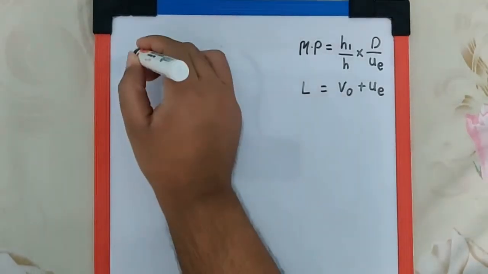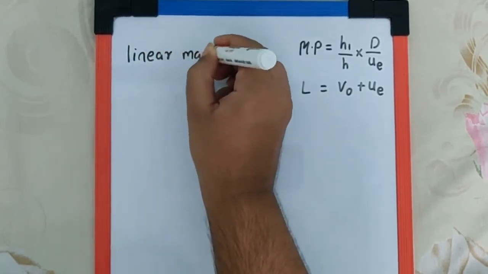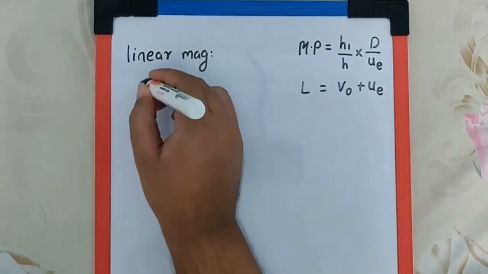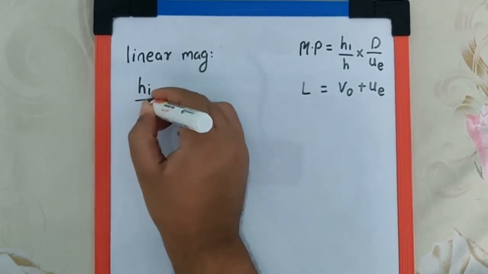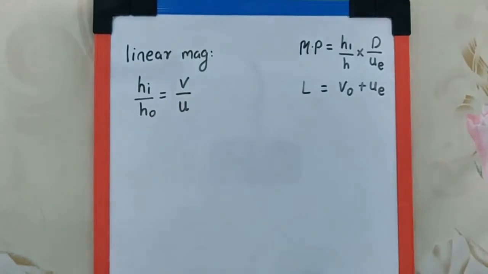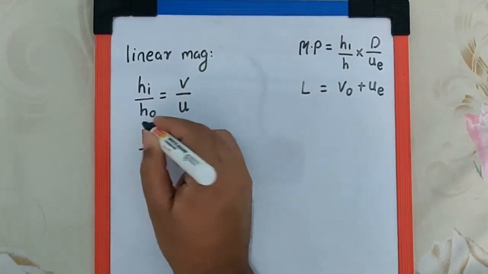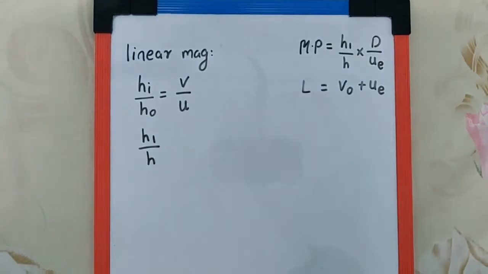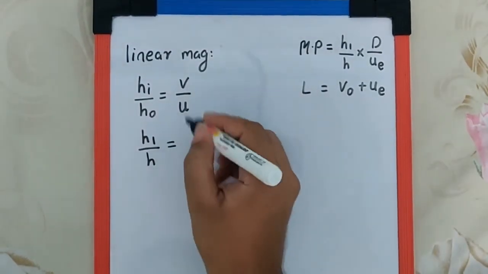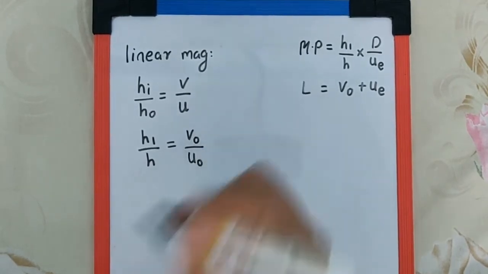So the first thing we can use is the concept of linear magnification, where we can say the height of image upon height of object is the distance of image upon the distance of object, which is a general formula. In case of the objective, if you remember the diagram, h1 was the height of the image and h was the height of the object, and the distance of the image was VO, whereas the distance of the object was UO.